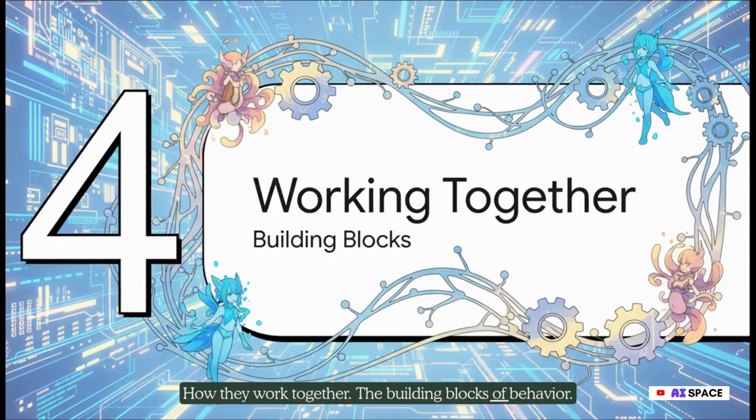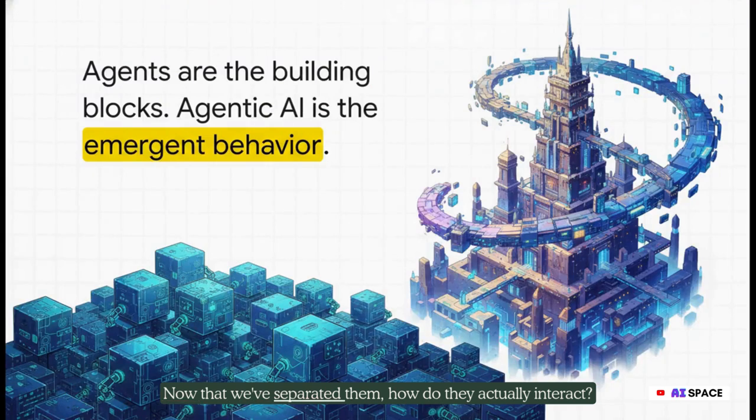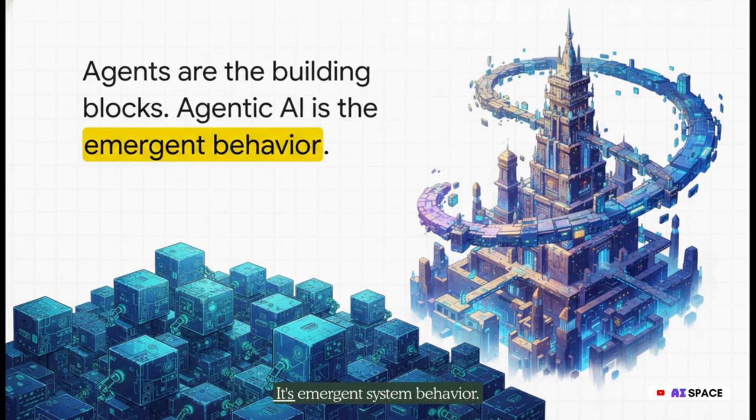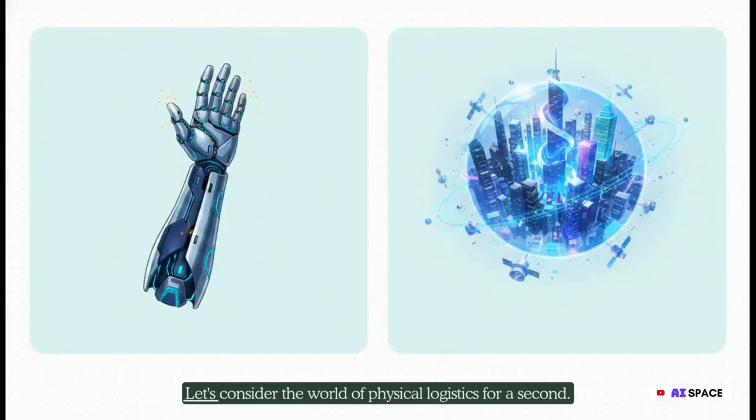How they work together. The building blocks of behavior. Now that we've separated them, how do they actually interact? Well, you really cannot have agentic AI without AI agents. The individual agents are the foundational bricks, the building blocks. Agentic AI is the magnificent, complex building that emerges when you stack those bricks together in an intelligent way. It's emergent system behavior.